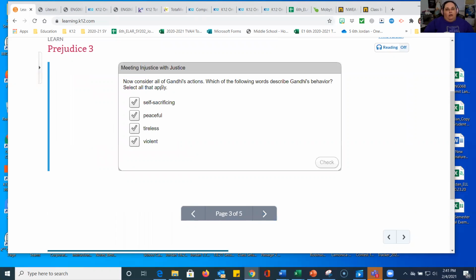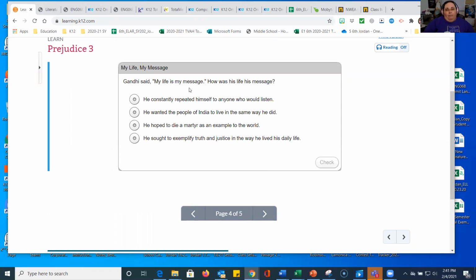Slide 3. Now consider all of Gandhi's actions. Which of the following words describe Gandhi's behavior? Select all that apply. Self-sacrificing, peaceful, tireless, violent. Check your answers. When you know the correct ones, copy and paste them into that review document.